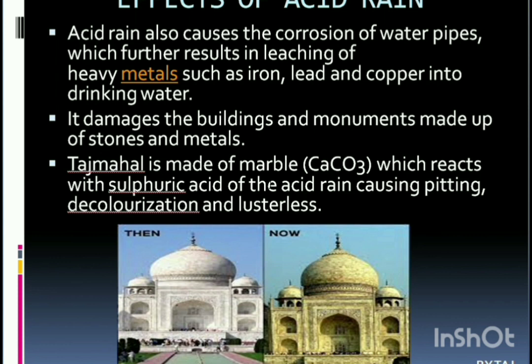Taj Mahal is made of marble, calcium carbonate, which reacts with sulfuric acid of the acid rain, causing pitting, discoloration and lusterlessness. Here this one is the first picture of Taj Mahal, and after continuous acid rain falling on this marble, it damages monuments like Taj Mahal. This is how it has become nowadays, yellowish, and the luster, meaning the shining property of that marble, is reduced here. So this is about the effects of acid rain.